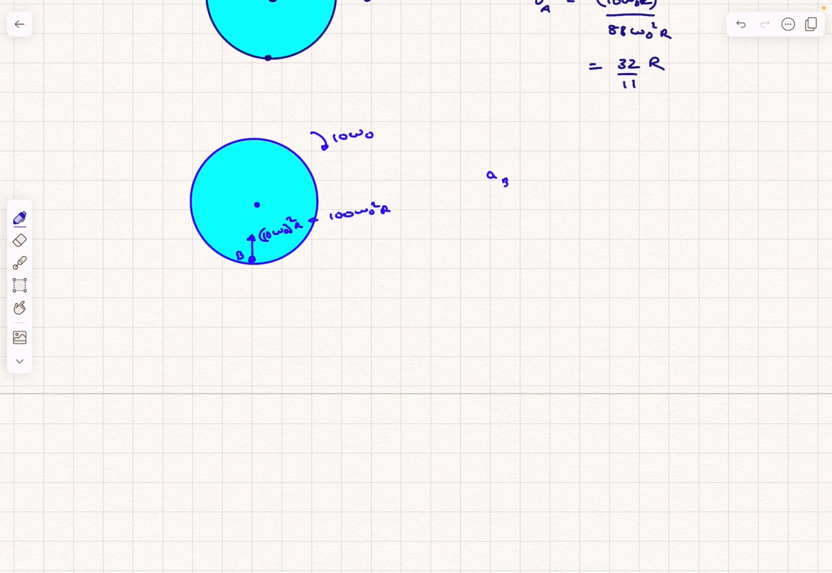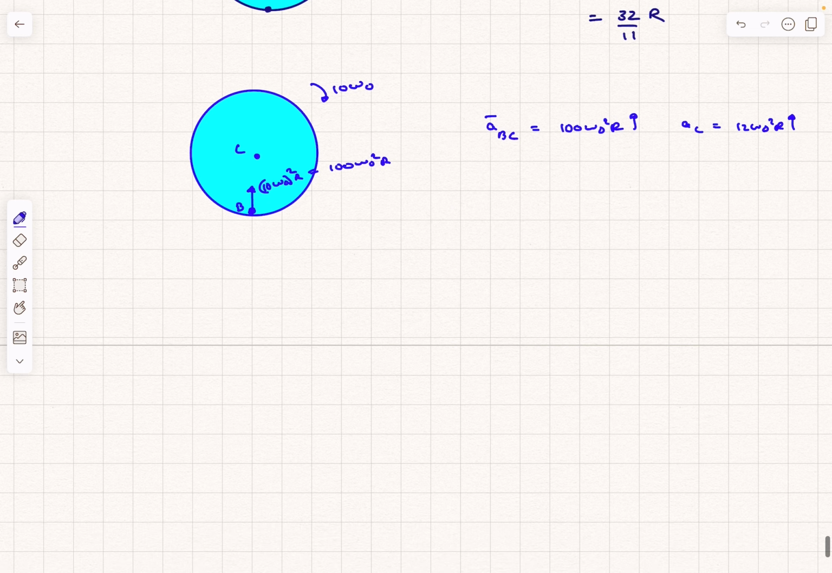I'm calling the material point on the solid cylinder B, and let's say this is C. So the acceleration of the point B relative to C is actually 100 omega naught square r in the upward direction. And the acceleration of C we earlier determined was 12 omega naught square r in the upward direction. Now if the question was what is the acceleration of B in the ground frame, then you would simply add these two and you'd get the answer as 112 omega naught square r. But the thing is, the question was acceleration relative to the contact point.